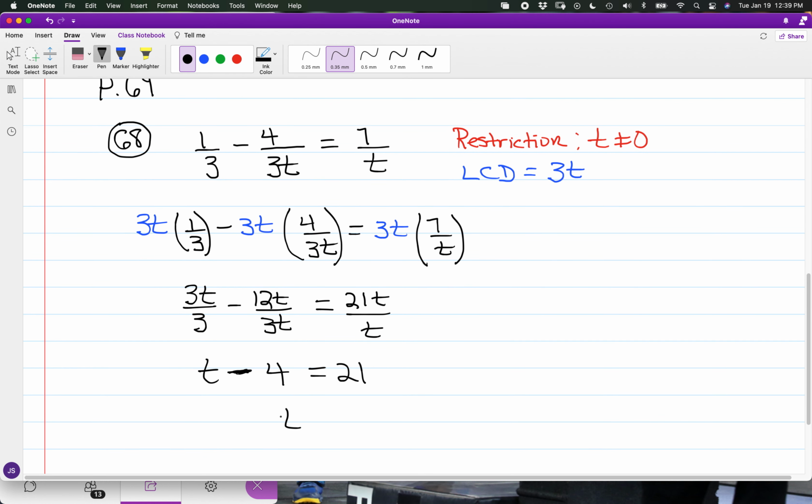And so upon adding 4 to both sides, we have t by itself, and 21 plus 4 comes out to 25. And so this satisfies the restriction that t cannot be equal to 0.